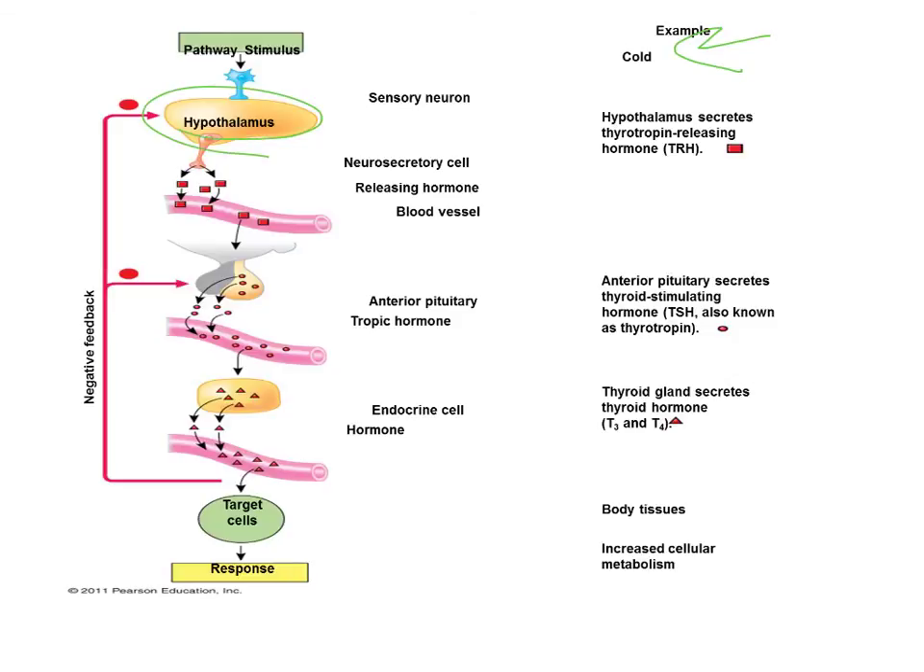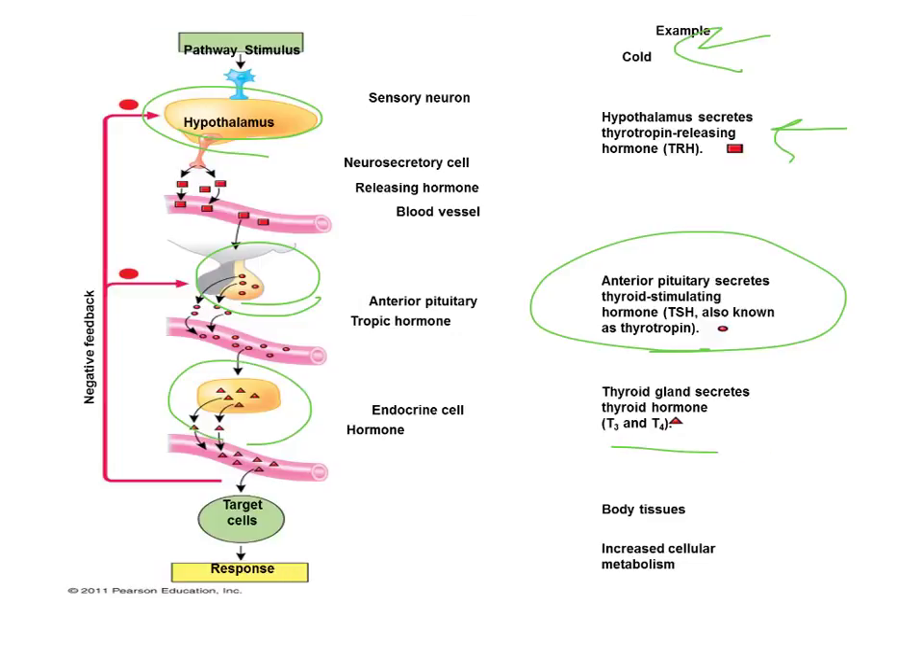The hypothalamus then releases the thyrotropin releasing hormone, which is going to travel down to the anterior pituitary. Remember, the anterior pituitary releases the thyroid-stimulating hormone. That thyroid-stimulating hormone will travel through the bloodstream because it's going a long distance. It's not a paracrine or an autocrine signal. It reaches the thyroid gland, and then the thyroid gland secretes those thyroid hormones, T3 and T4, thyroxine and triiodothyronine.